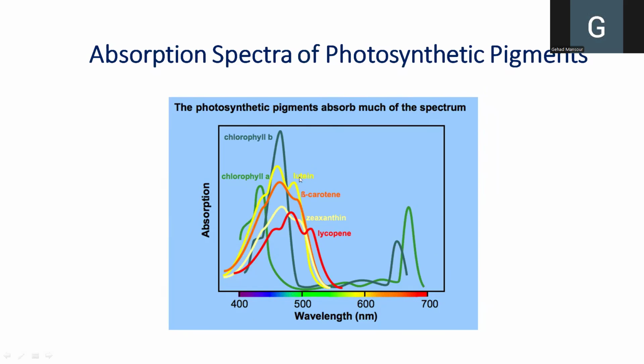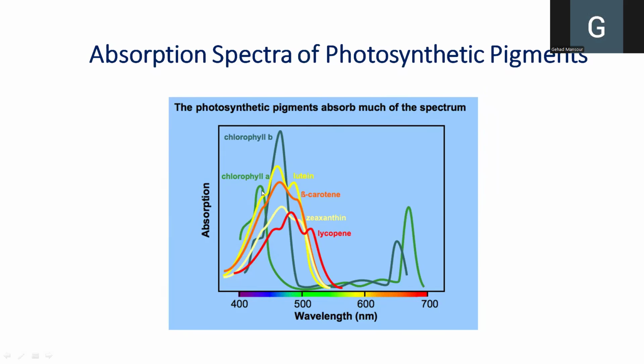For example, you have lutein, which is a yellow pigment. You have beta carotene, which is an orange pigment. You have lycopene, which is a red pigment. And you have zeaxanthin, which is another yellow pigment. All these pigments are present in different mixtures, in different ratios inside the chloroplast, and that's why the chloroplasts have different colors. But the most abundant one is what we call the reaction center, which is chlorophyll A.